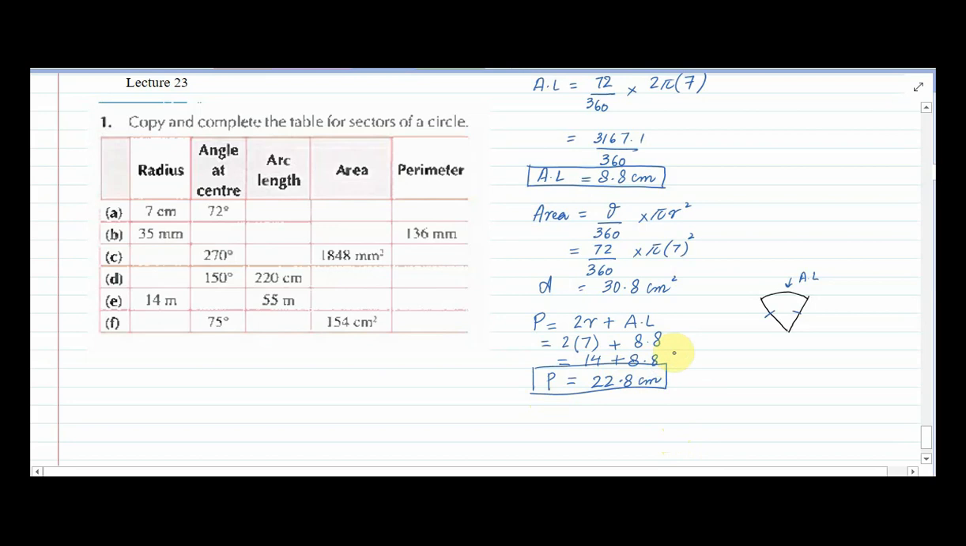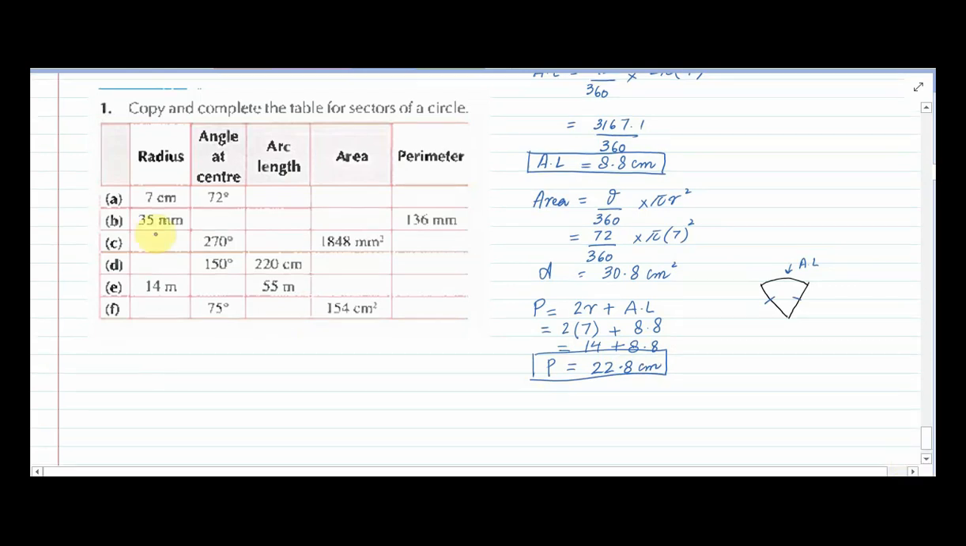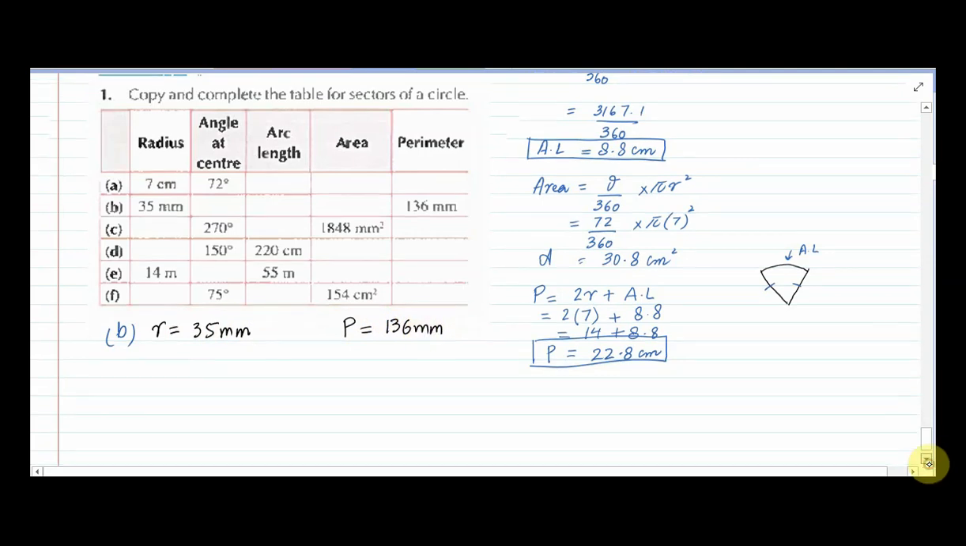So on the same strategy, there are 6 parts. Some of the parts I will give you as homework, and the remaining parts we will discuss in today's class. So starting with part B. Now in part B, we have the value of radius, that is 35 millimeter, and we have the value of perimeter, that is 136 millimeter, right?